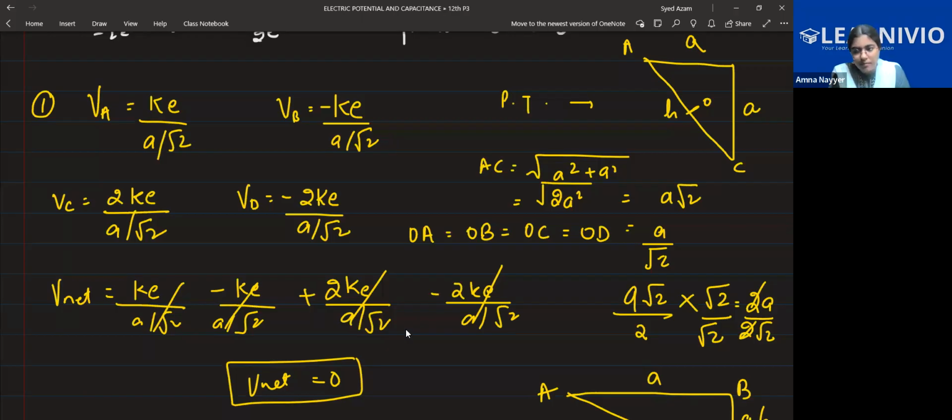So we do this when the root is there in the numerator, to just simplify it a bit.